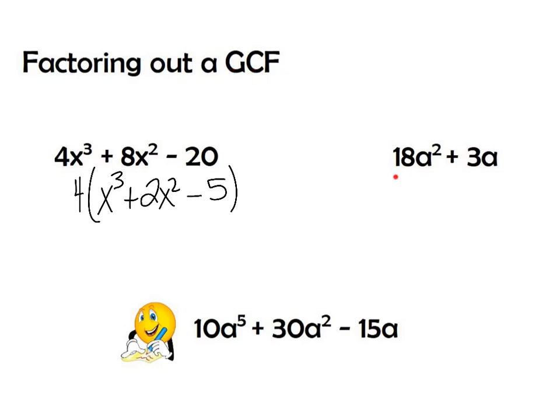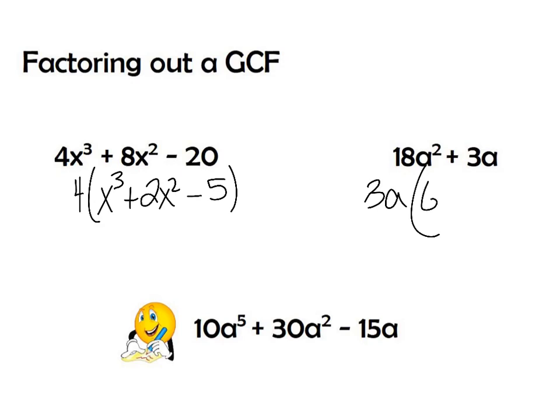Let's look at this one. What is the greatest common factor? What is the biggest number that goes into 18 and into 3? Should be 3. Okay, and then let's look at the variables. This one has an a squared, so that's like having an a times an a. So there's a couple a's sitting there. This one just has one of the a's. All right, so you can only factor out what they both have, and they both have at least one a. So I'm going to factor out a 3 and an a. And then what I do is I divide each term by 3a.